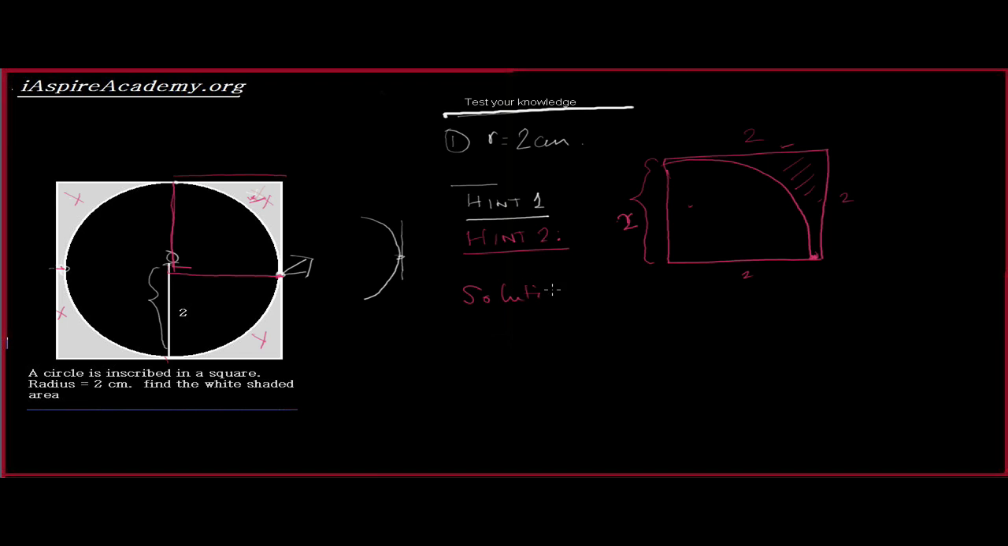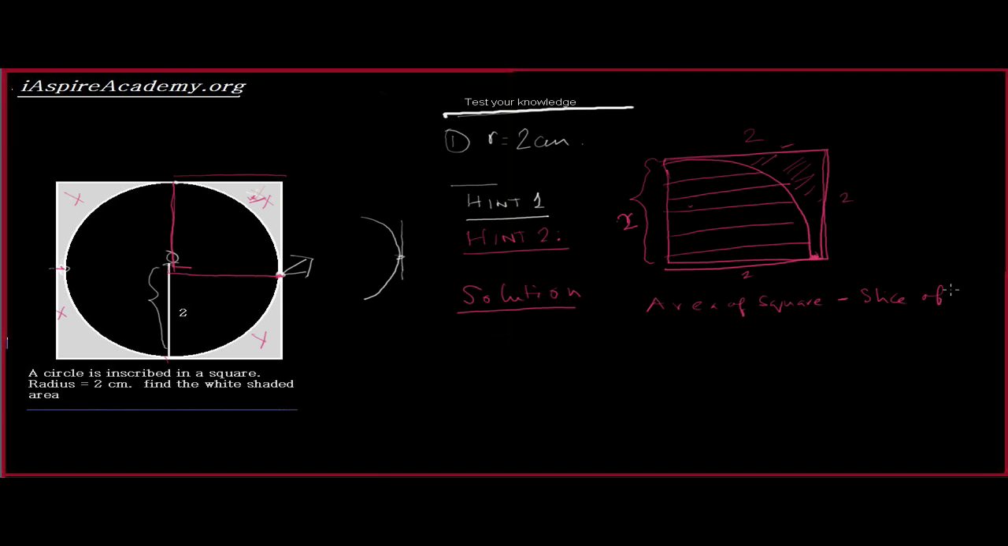Okay, so I am now giving you the entire solution. Let's start from hint number 2. To find the area of this, what you have to find is the area of the square minus the area of this slice. So the area of the square minus the slice of pie is equal to our shaded area, which is this area. Because the sides are 2, the area of the square is 2 squared, equal to 4, minus the slice of pie.